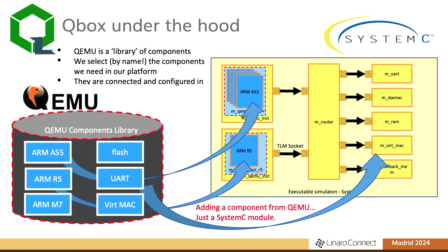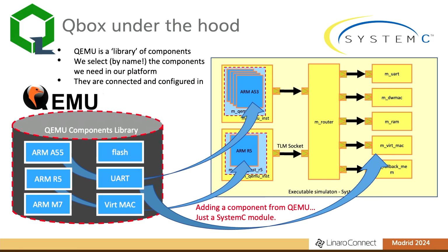Qbox under the hood. It's probably quite interesting to know exactly what's in there. The key thing here is that we're using QEMU almost like a library of components that we can then use in SystemC. The reason is that in the environment we're delivering these models into, SystemC is supposed to be the standard, the easy thing that everybody knows how to connect things into. This gives us the ability to take things out of QEMU and provide them in the standard environment.